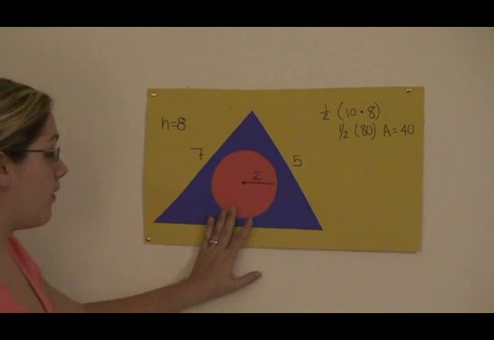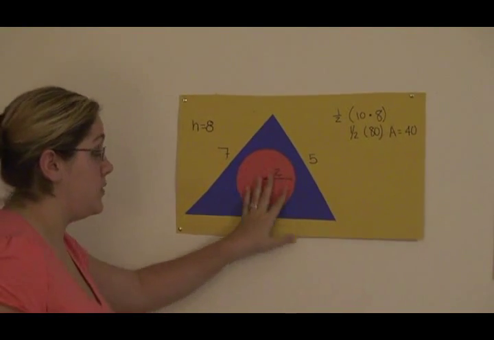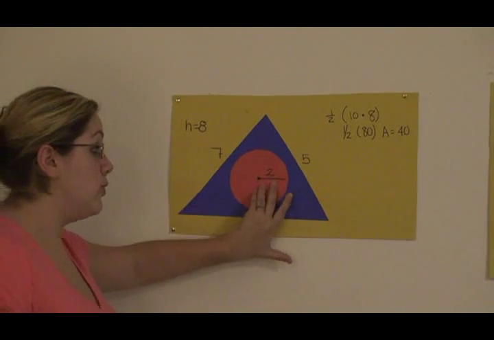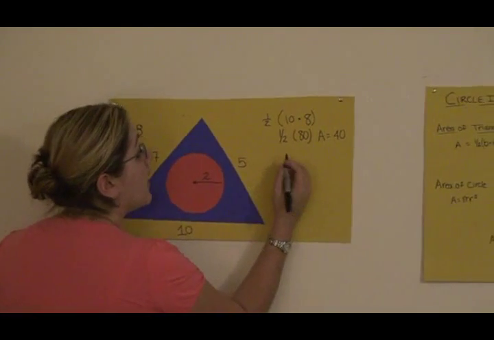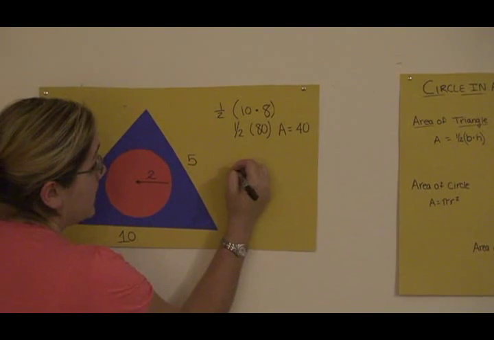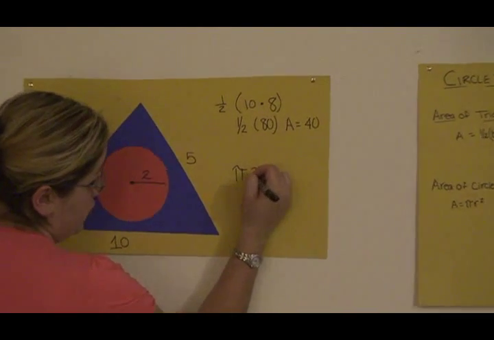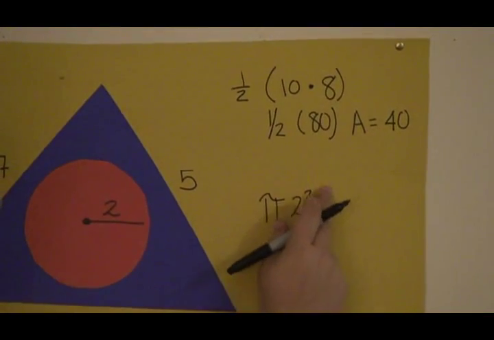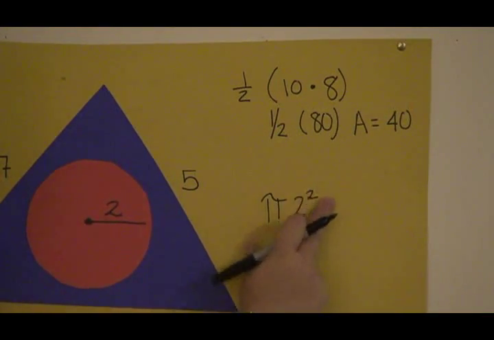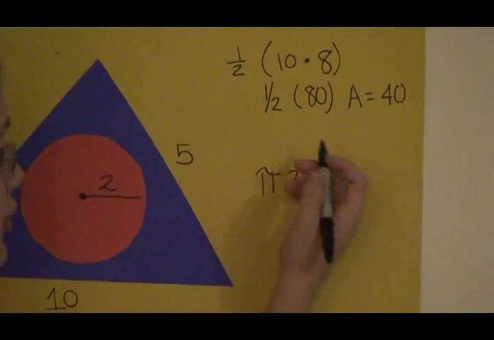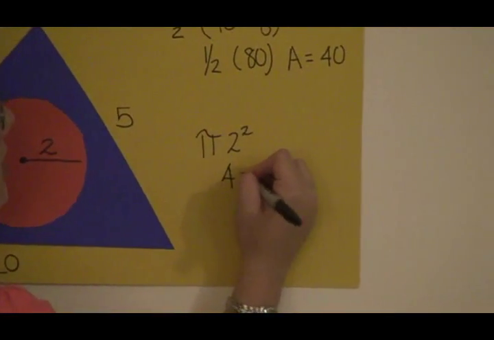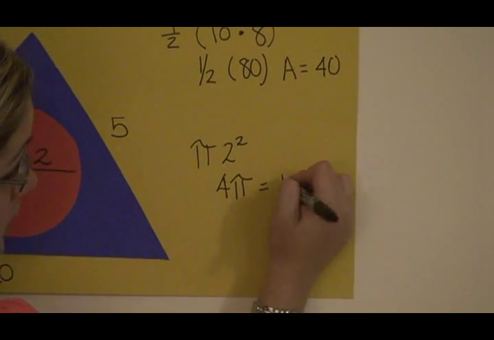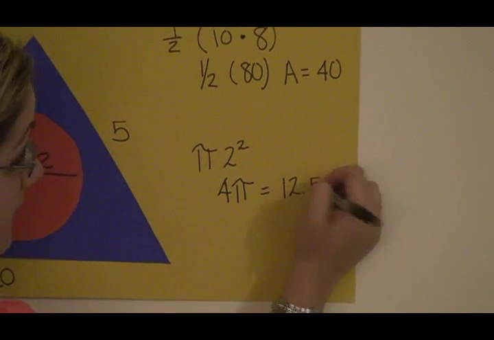Now we need to find the area of the red circle that you see here. The radius is given as being 2. So in order to find the area, we need to do pi times 2 squared. Our exponent here, we need to go ahead and clear that up first. So we know we have 4 times pi, which is equal to approximately 12.5.